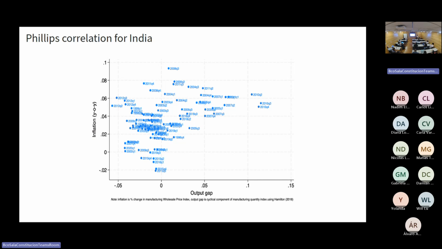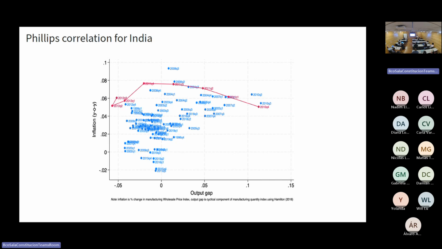So I want to call your attention to 2 sub-episodes of monetary history in India. The first episode comes after the Great Financial Crisis. After the Great Financial Crisis, India had imposed a bunch of expansionary policies. The output gap was massively positive.